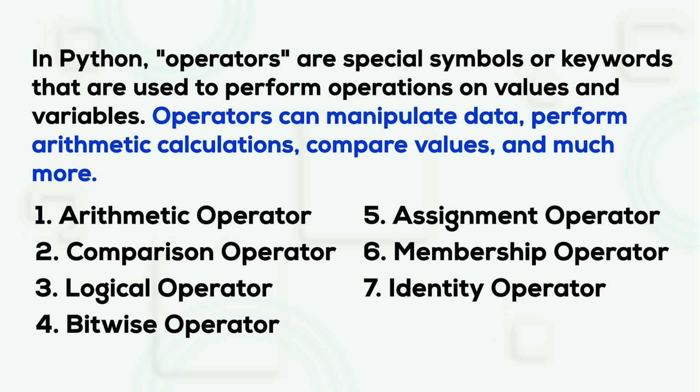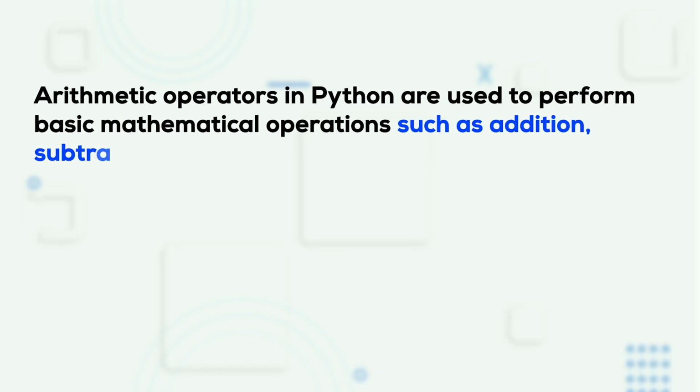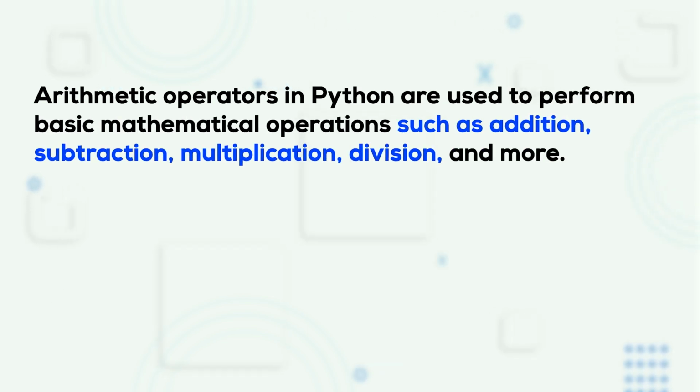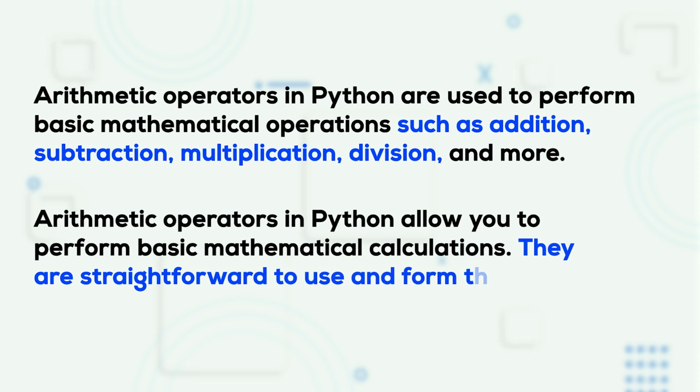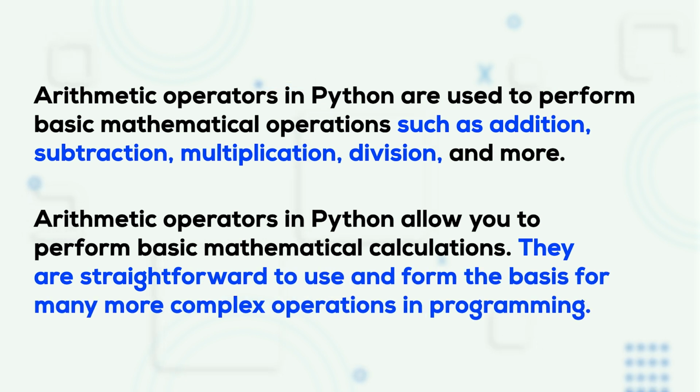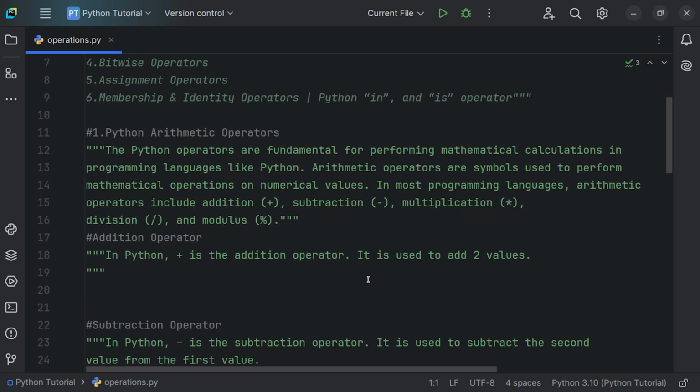We can say that operators are fundamental for performing mathematical calculations in programming languages. So they can be used in languages like Python, C++, Java, and all. For the time being, we'll discuss the Python arithmetic operators. Arithmetic operators are the symbols used to perform mathematical operations on numeric values. In programming, arithmetic operators include addition, subtraction, multiplication, division, and modulus. Now let's begin with the addition operator.